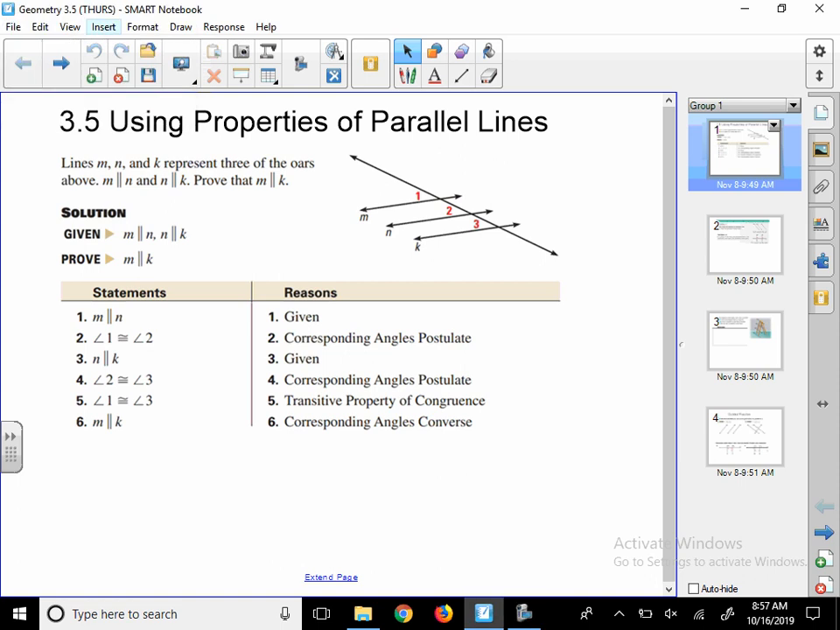All right, everybody, welcome to class today. Hopefully we'll keep this short, sweet, and to the point. You can see I don't have a whole lot of slides to get through here. So today we're going to talk about section 3.5, using properties of parallel lines.